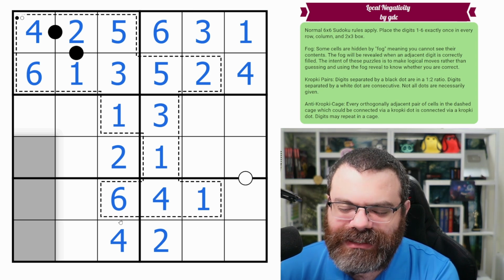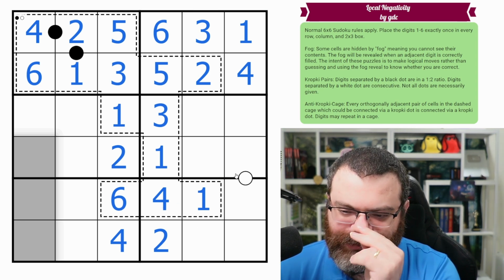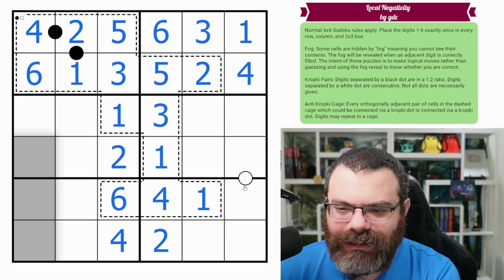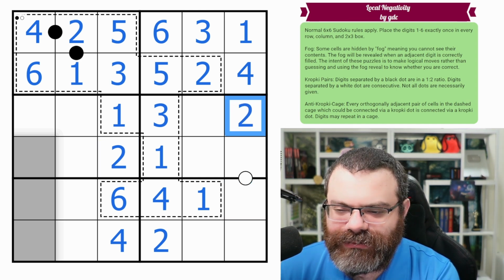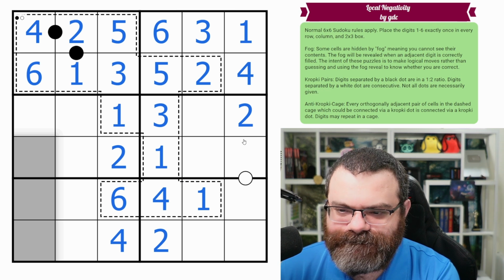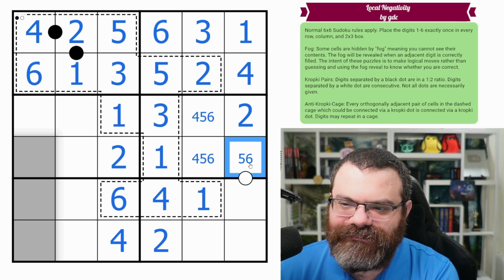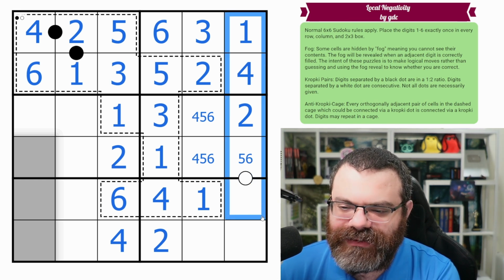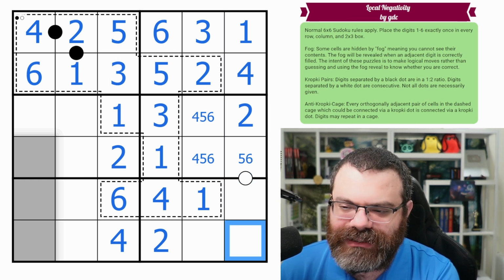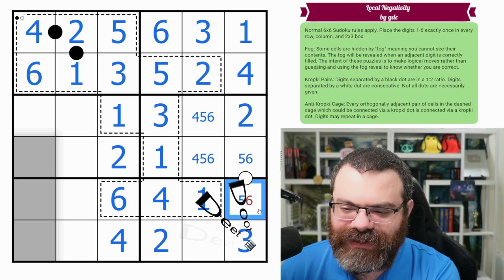Okay, so the rest of this doesn't have the anti-Kropke rule. Just we have to follow this dot. This 2 ends up here. So the 2 in this box is here. These are 4, 5, 6. Okay, next to 5, 6. Okay, so we need a 3 in this column. It can't be next to a 5, 6 on a white dot. So that's the 3. This is the other 5, 6.